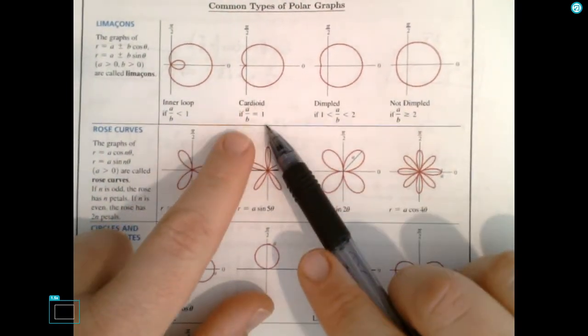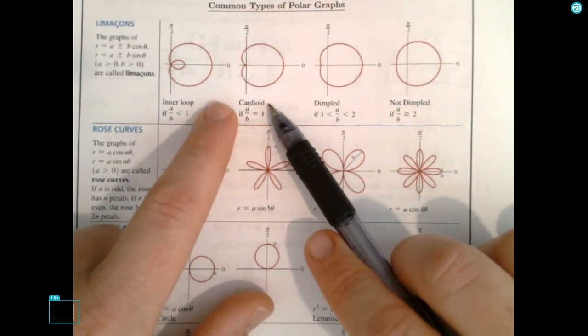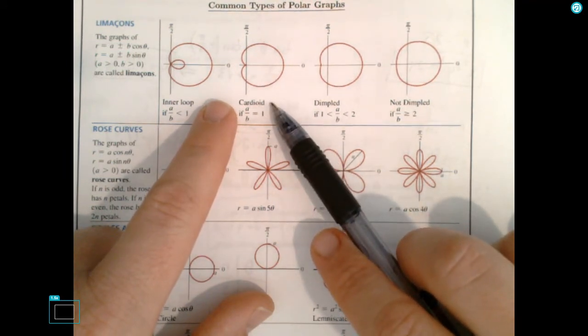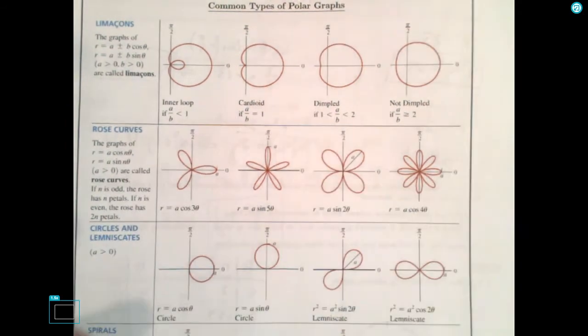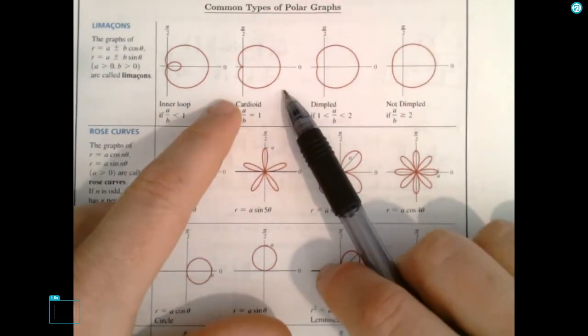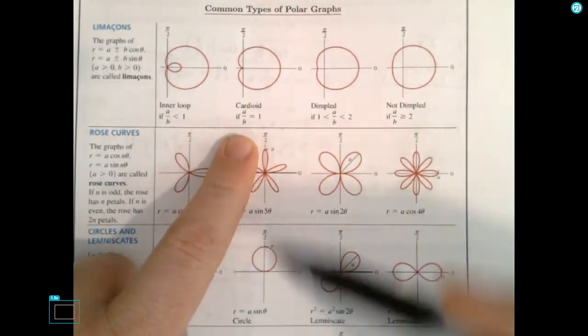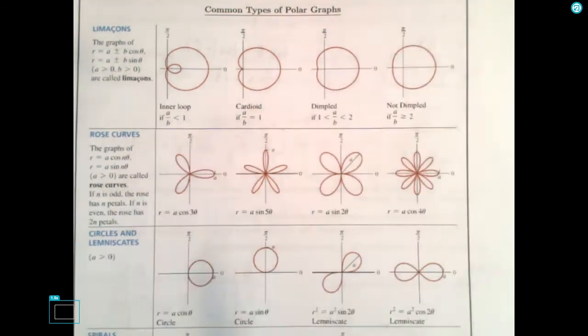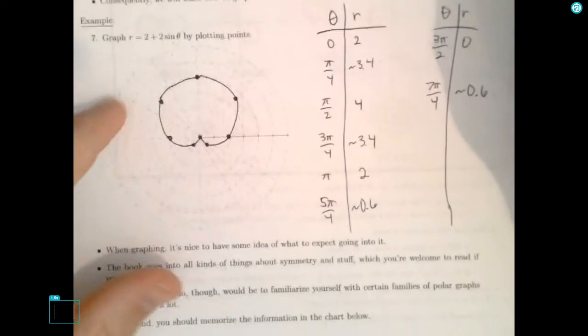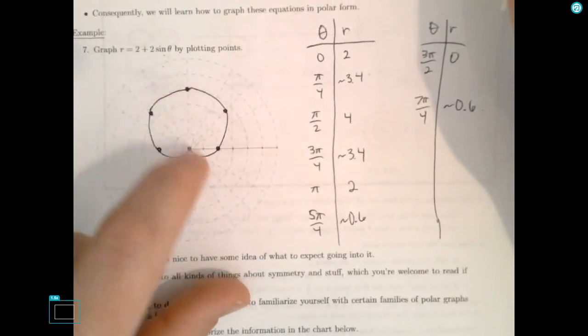If they're equal to each other, you end up with a cardioid, which is like cardiac, heart, right? It's a heart shape. Okay. That's the one that we saw on the previous page. And that happens if a over b equals 1, in other words, if a equals b. So like in the previous case, a and b were both 2, so we end up with a cardioid.